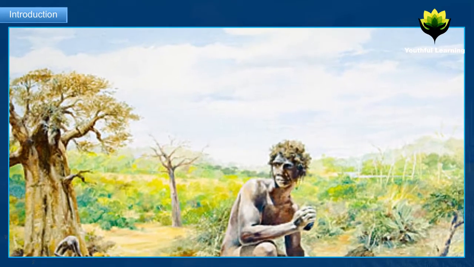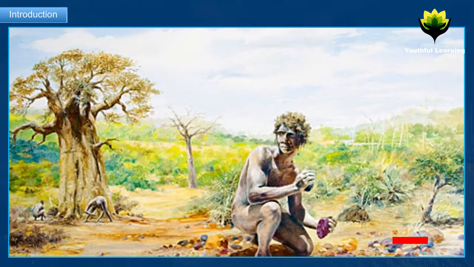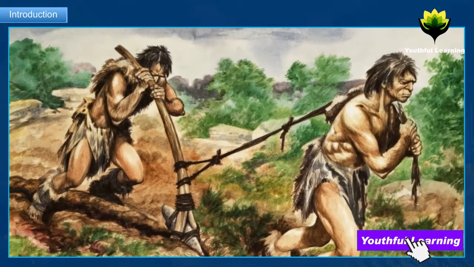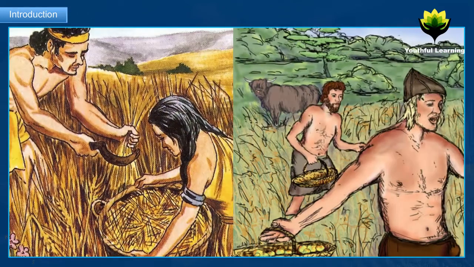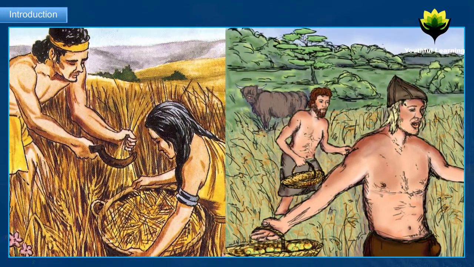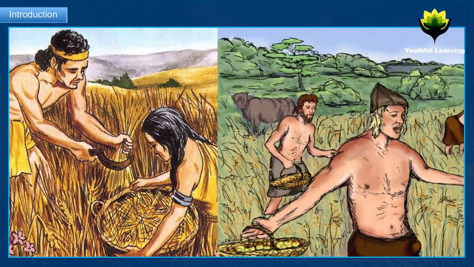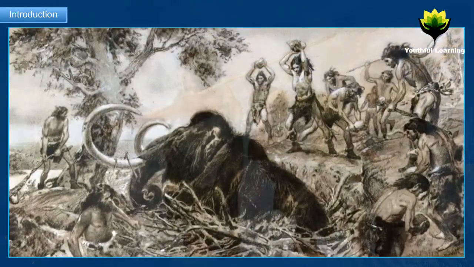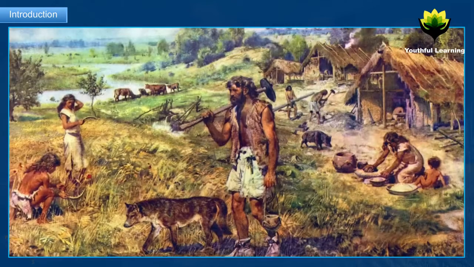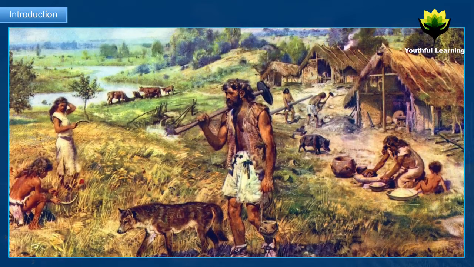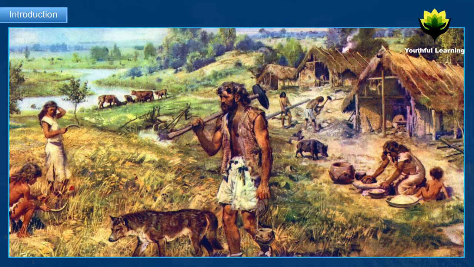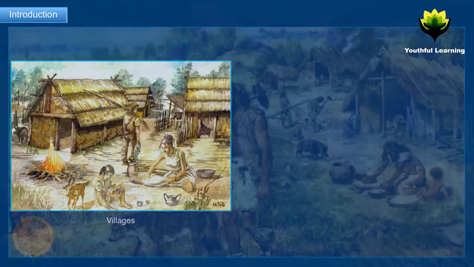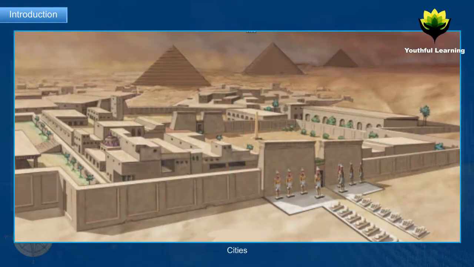As man gained knowledge about his environment, he started growing his own crops. This shift to agriculture forced man to quit his nomadic hunter-gatherer lifestyle and stay in one place. As a result, soon villages, towns, and cities came into being.